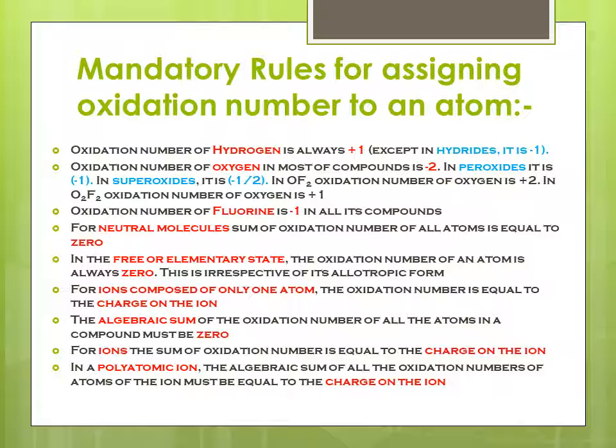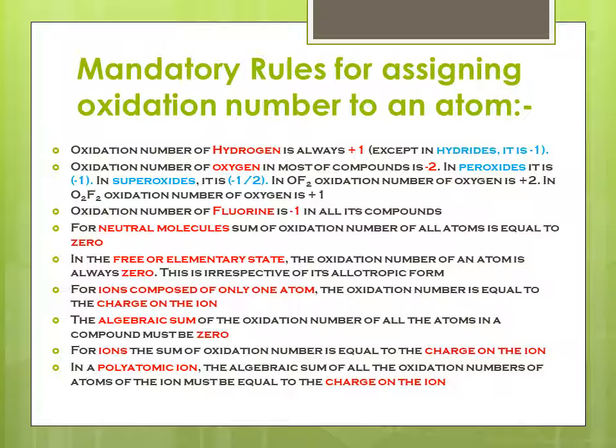In the case of ions composed of only one atom, like Na+ and Cl-, for Na+ it is +1 and for Cl- it is -1. That is the charge of the ion. The algebraic sum of the oxidation numbers of all the atoms in a compound must be 0.